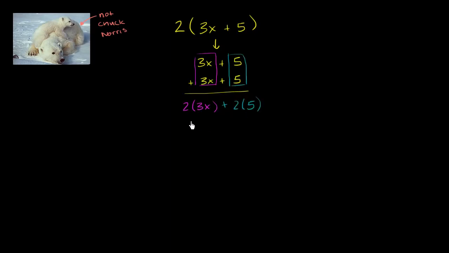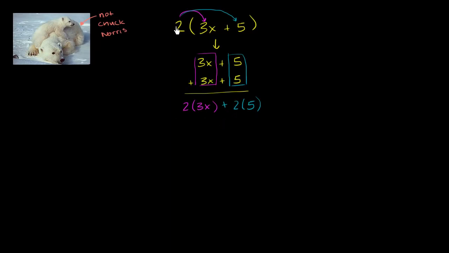But you might say, hey, Sal, isn't this just the distributive property that I know from arithmetic? I've essentially just distributed the 2 times 3x, plus 2 times 5. And I would tell you, yes, it is. And the whole reason why I'm doing this is just to show you that it is exactly what you already know. But with that out of the way, let's continue to simplify it.